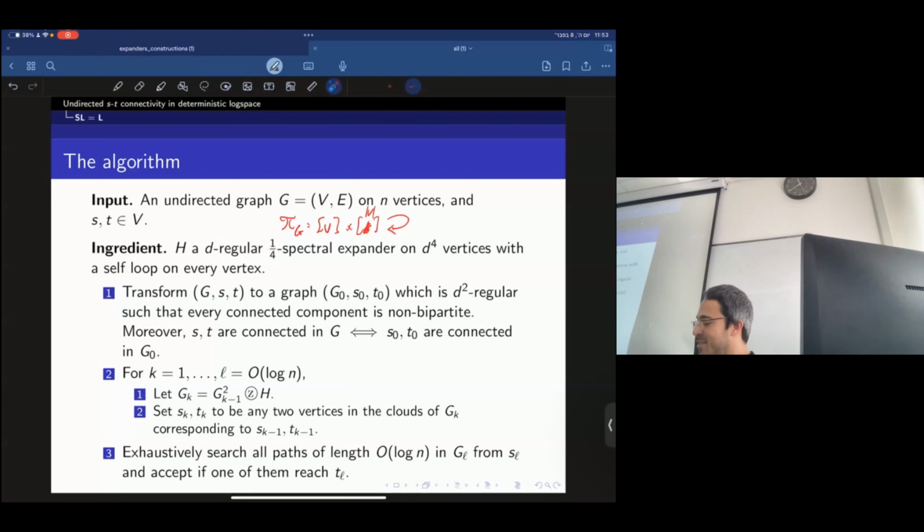I want to use the zigzag with this graph. It's on d to the 4 vertices. So I want the graph to be d squared regular, and you can do the trick I did and add many self loops, if you want. If you want to be smarter about it, you can do other stuff, but it doesn't really matter. I just want the graph to be regular. But importantly, I do it in a way such that S and T are connected in G only if some representatives are connected in G0, and so solving connectivity in G, S, T is the same as solving connectivity in G0, S0, T0.